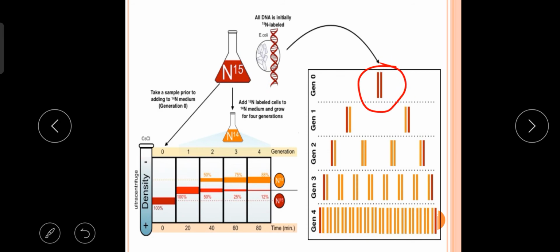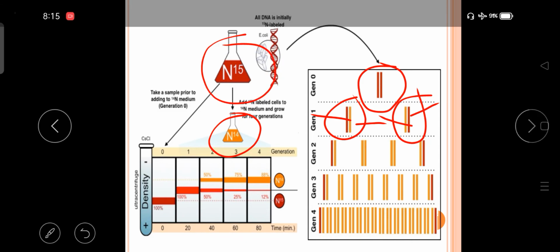That means 15N. This DNA contains the 15N. So after the first generation, in these two new DNA molecules, one strand becomes red and one strand becomes orange. In both DNA, one is red, one is orange. The orange one is the 14N and the red one is the 15N.